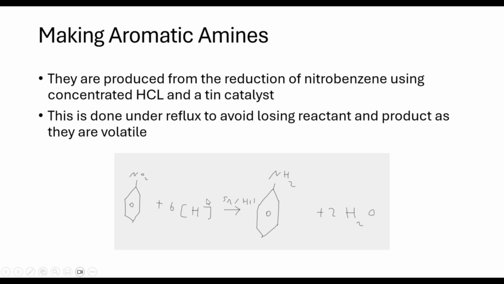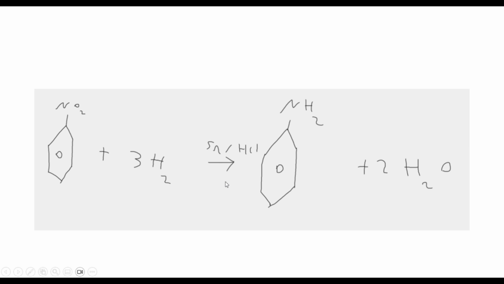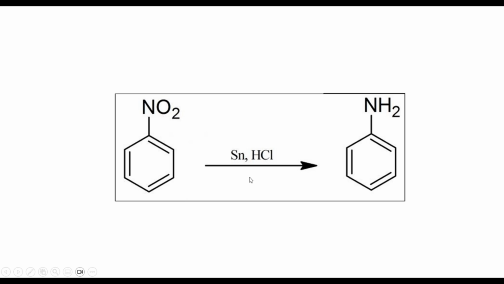The reducing agent you're going to be using here is actually hydrogen. So this is the real equation. You might want to write this one down and use this one in the future. So this is nitrobenzene plus 3H2 with a tin catalyst and HCl gives you phenylamine and 2H2O. Memorize this equation because they can ask for it. And memorize those conditions as well, reflux and Sn and HCl. And this is another way they can write it as well.